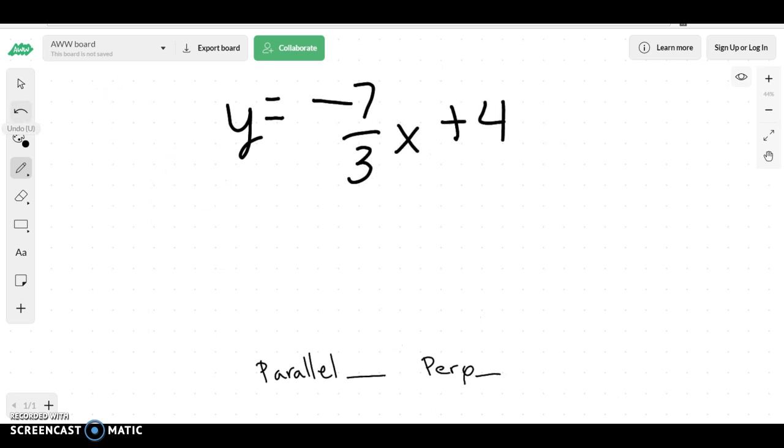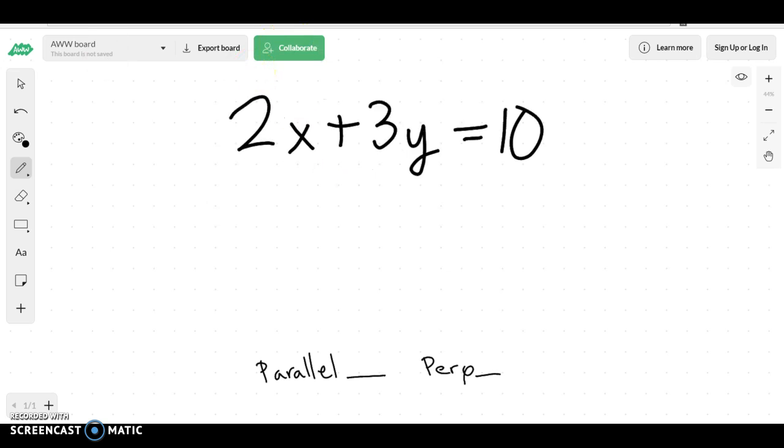Let's try another one. Okay, so when I'm looking at this one, again, parallel means the slope is the same. So the slope of this is negative 7 over 3. And perpendicular is exact opposite, so it's 3 over 7, and it's going to be positive instead of negative because it's always opposite. Try another one.